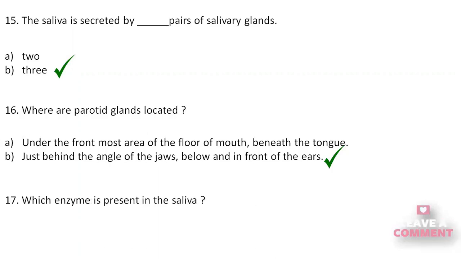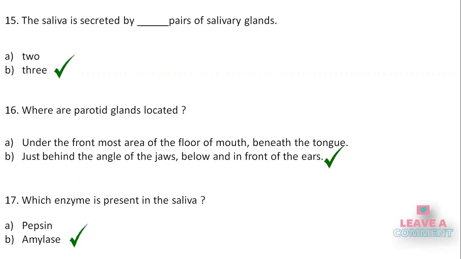Here is the question. Which enzyme is present in the saliva? And the options are option A, pepsin, or else it is option B, amylase. I hope it must not be so difficult. As you all know, saliva contains the enzyme amylase, which converts the starch present in the food into a simple sugar, maltose. So over here, the correct answer is option B, amylase. Whereas pepsin enzyme is secreted in the gastric juice, which converts the proteins into peptones.